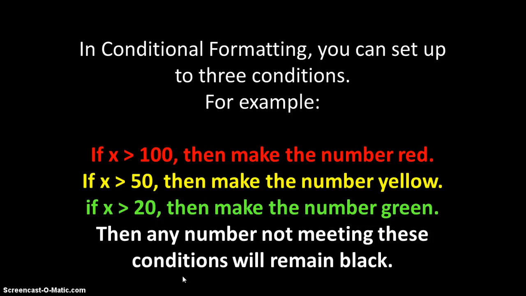Now the way that you would do that, as you know from our projects, is to highlight a whole column and then click on conditional formatting. You can have the condition, which would be, x is greater than 100. And if that's the case, then you can change the font, you can change the fill, you can change the color of the font, to highlight that. So conditional formatting helps you highlight certain things. And then any number not meeting these conditions will remain black.